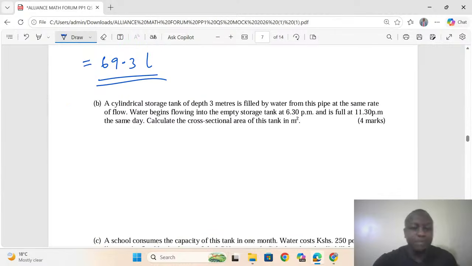Part B of the same question. We are told that a cylindrical storage tank of depth 3 meters is filled by water from this pipe at the same rate of flow. Water begins flowing into the tank at 6:30 p.m. and is full by 11:30 p.m. the same day. Calculate the cross-section area of the tank in meters squared.